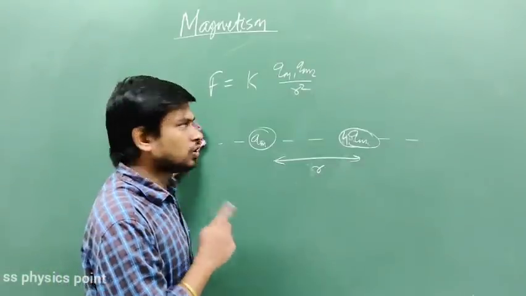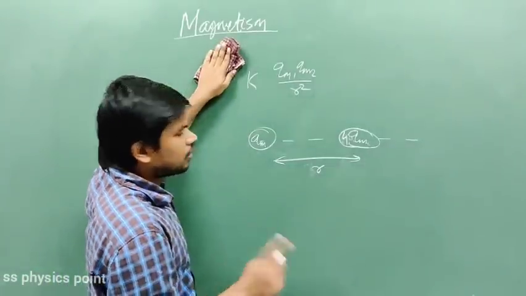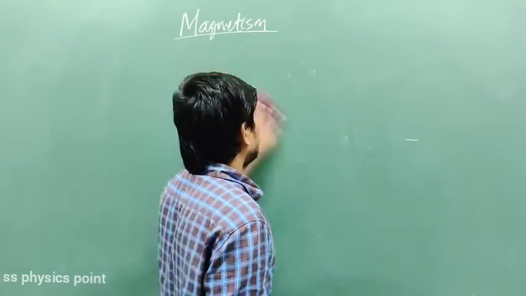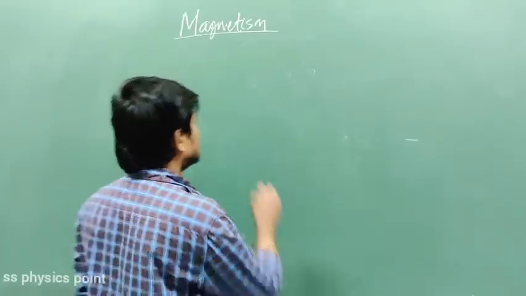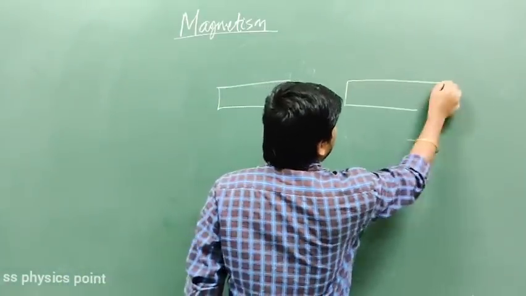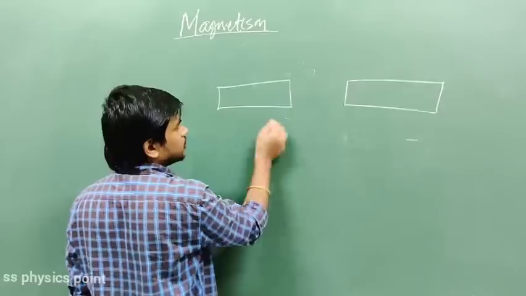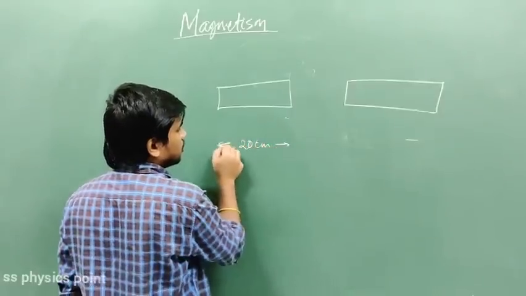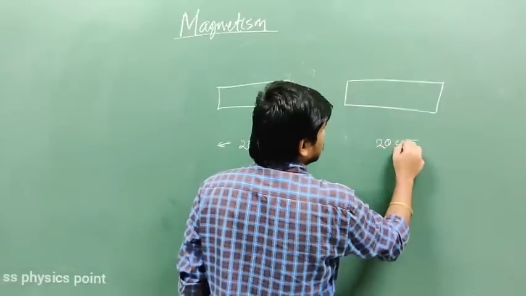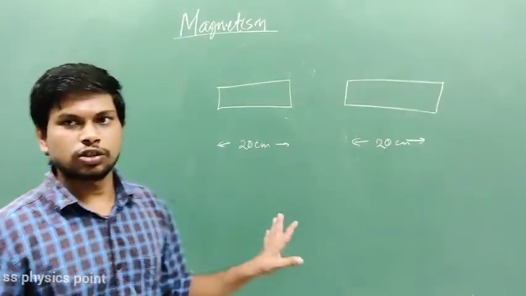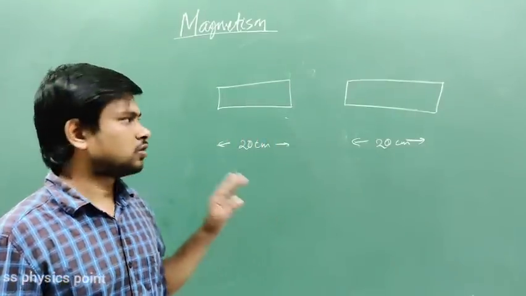Similar questions we have already completed in electrostatics. One more question I will solve here. Suppose this is a magnet and this is another magnet. The separation between them is 20 centimeter. The length of the magnet is 20 centimeter, here also 20 centimeter. I will tell you how to solve. You just do the calculation.